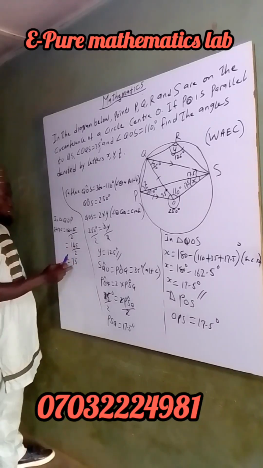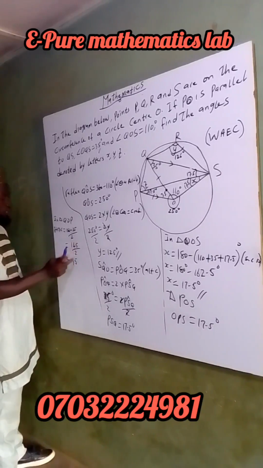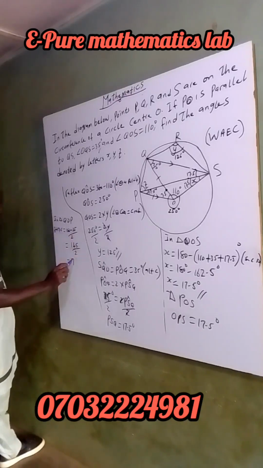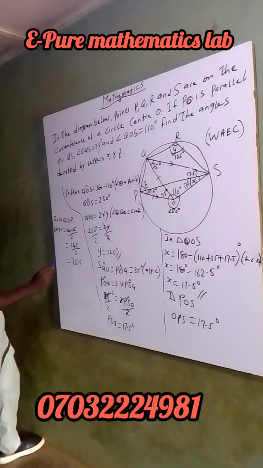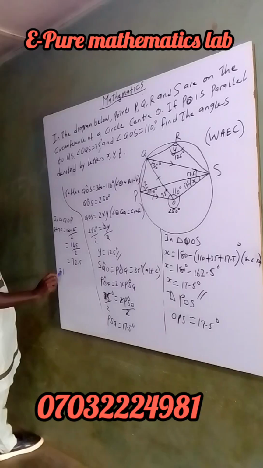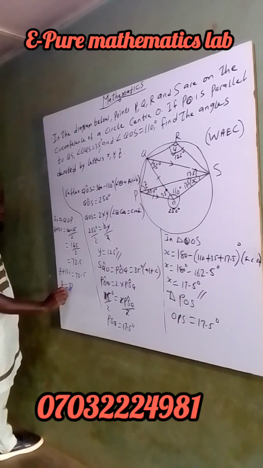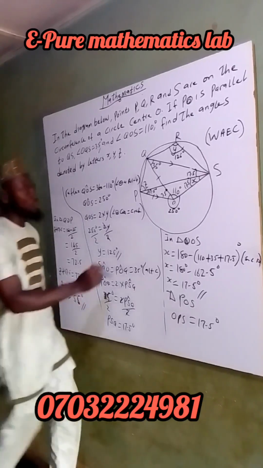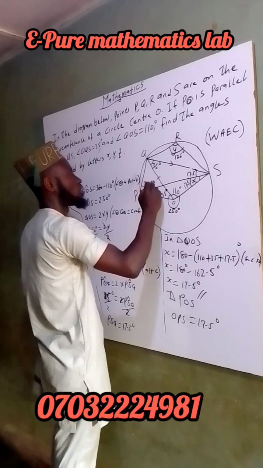145 over 2 gives 72.5. So Z plus 17.5 equals 72.5. So Z equals 72.5 minus 17.5. Z equals 55 degrees. So that means our Z is equal to 55 degrees.